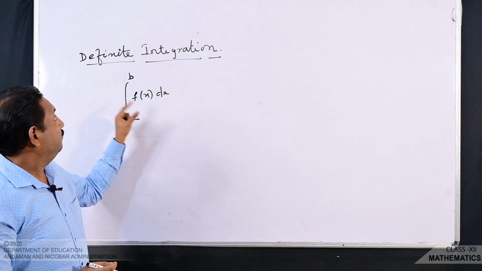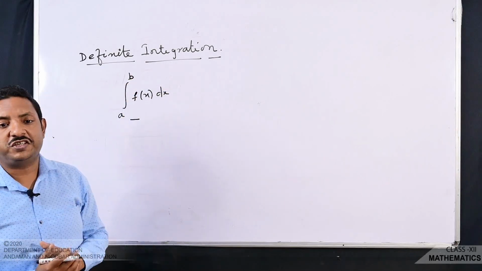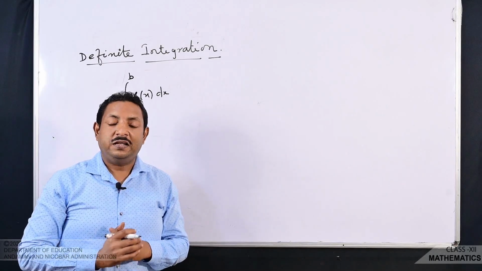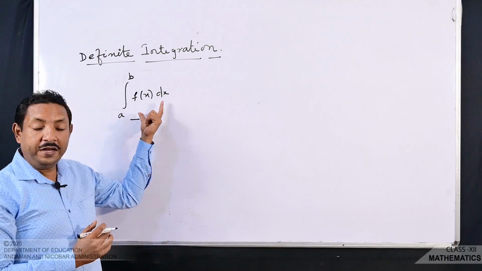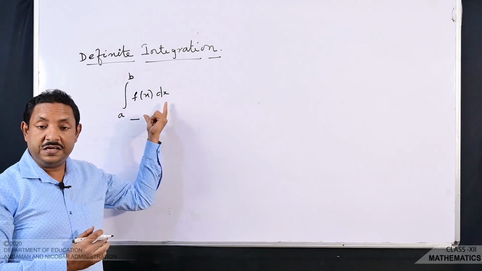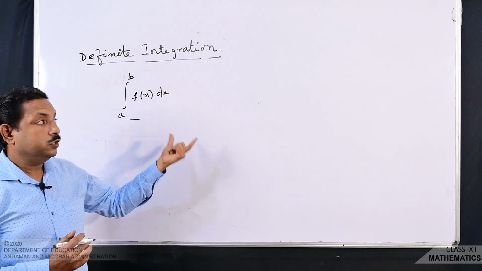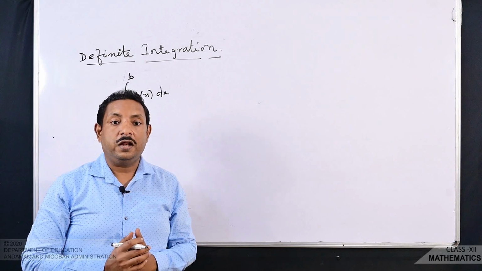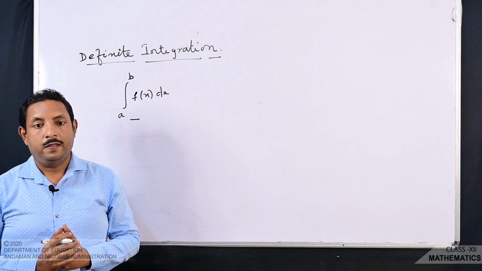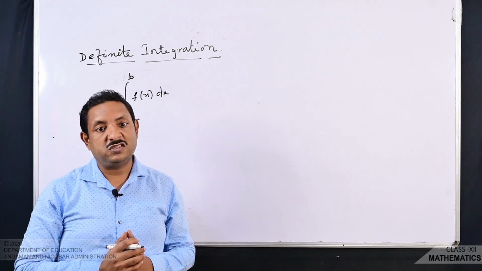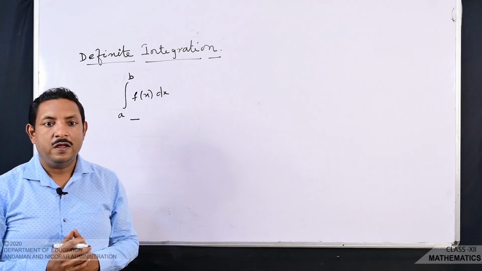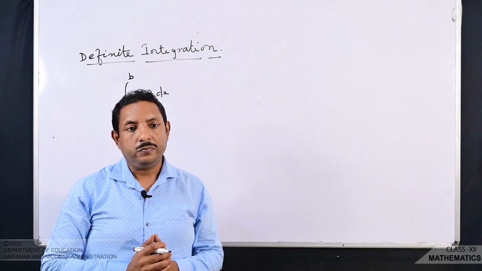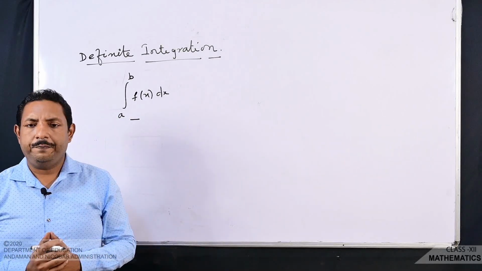By name, definite integration, it is very clear that you will get a definite value. That definite value we can obtain by integrating this f of x, this integrand. Okay. So, this is based upon 2 fundamental theorems of integration, and those 2 theorems are known as the first fundamental theorem of integral calculus and the second fundamental theorem of integral calculus. We will discuss them one by one.